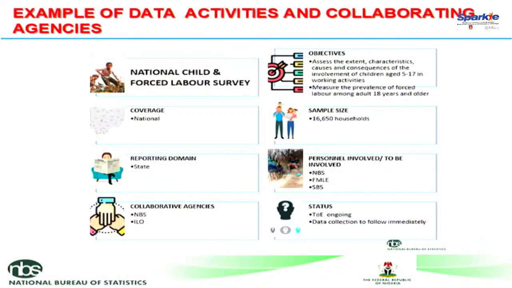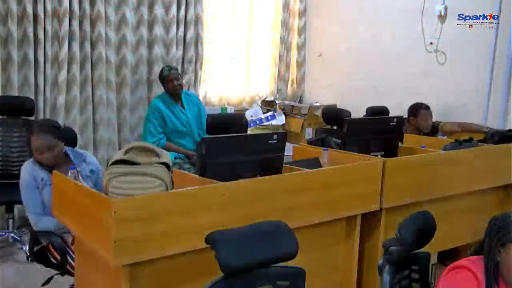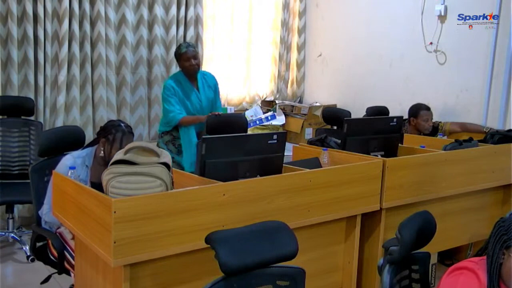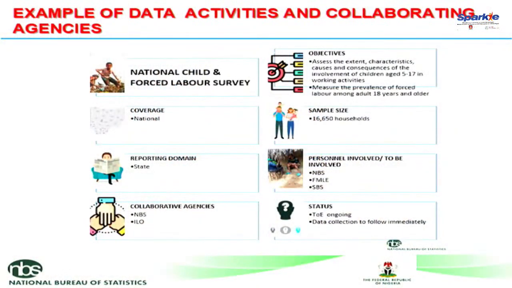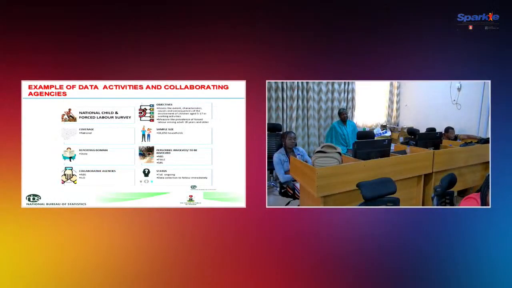So the coverage now, the national coverage, the sample size used for that, am I correct? Yes. Is this speaking to this? Yes, this is the sample size. It was a sample that was supposed to represent the nation, it is a national coverage, and the sample size is 16,650 households that were covered nationwide. Then the reporting domain is the states.